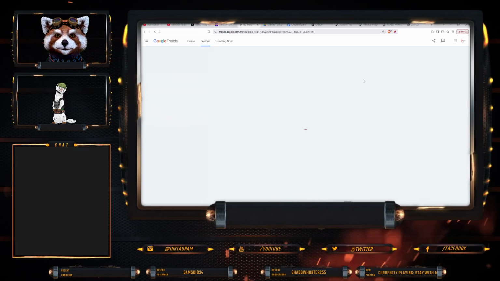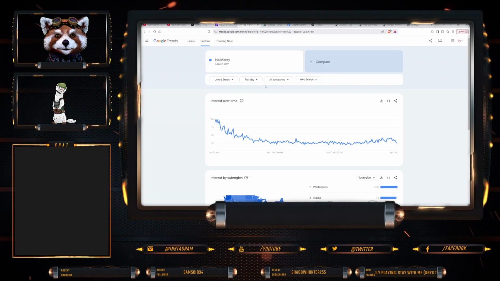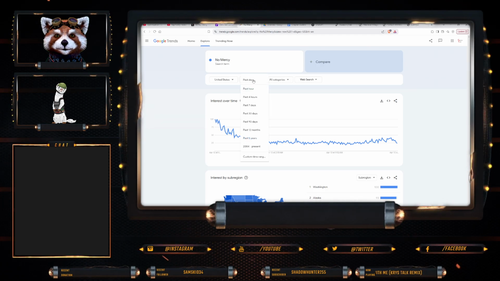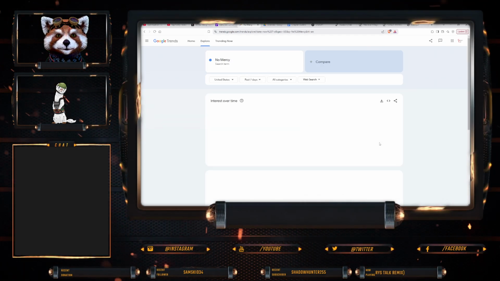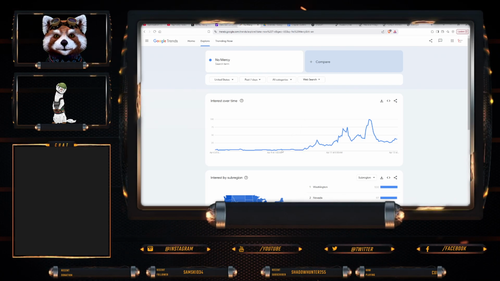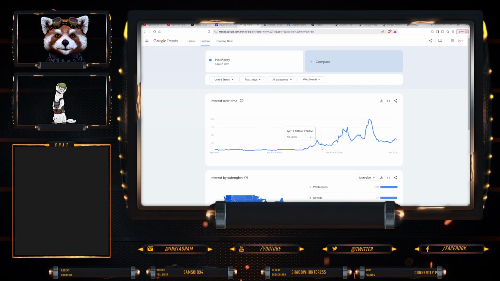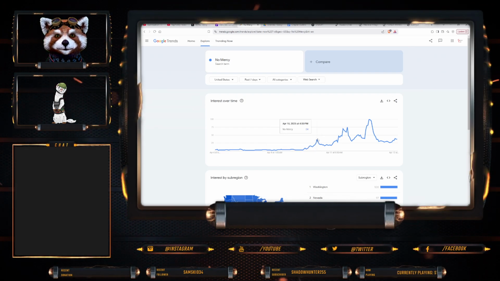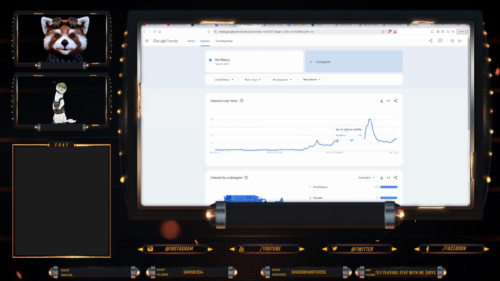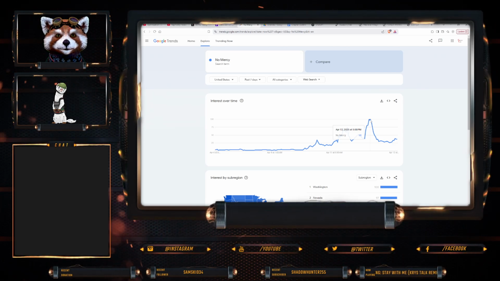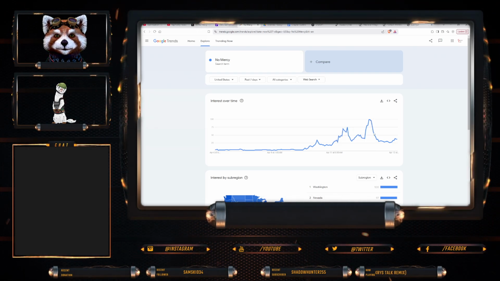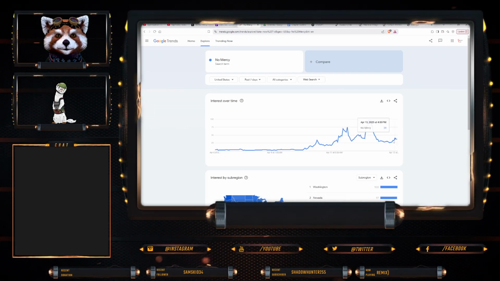So we type No Mercy. And we change it to the past 7 days. So here it was here, getting around 3 or 4 searches. And this is where the feminists started getting upset. And it got all the way up to almost 100 search results per hour, whatever it is. Now it's dropped off again, but it is now starting to pick up a little bit again as well.